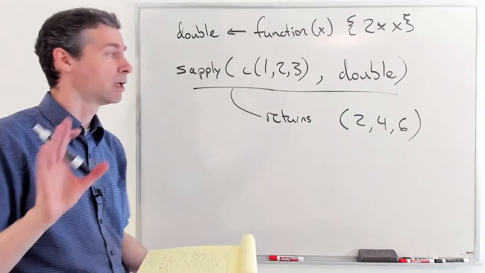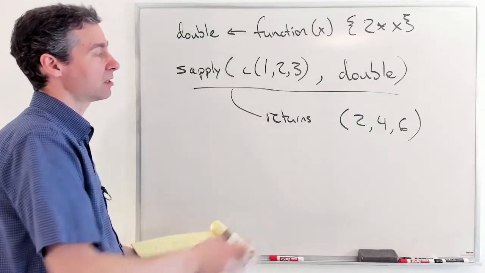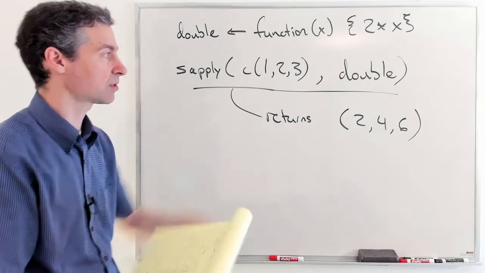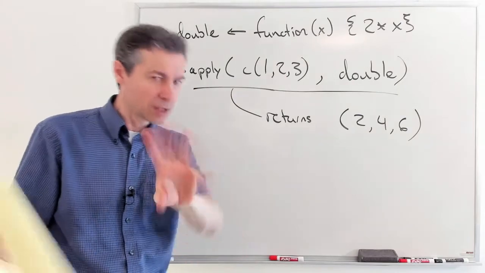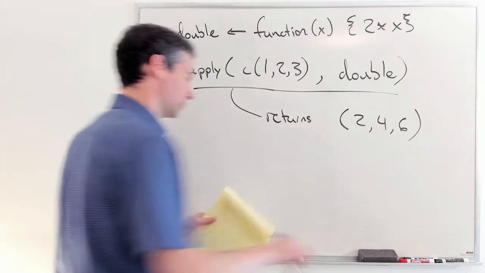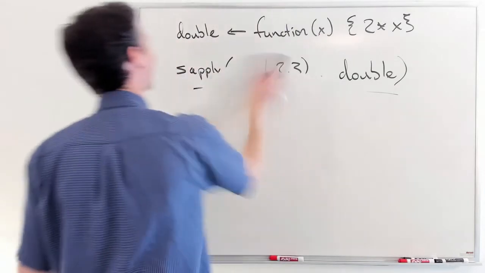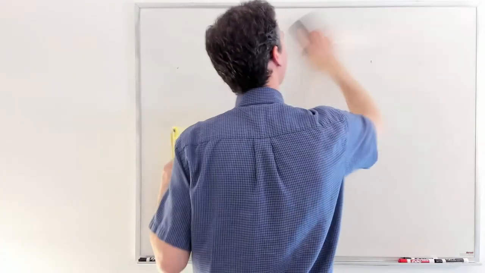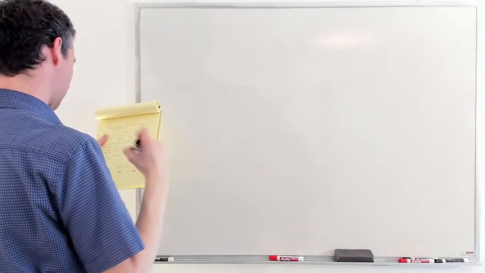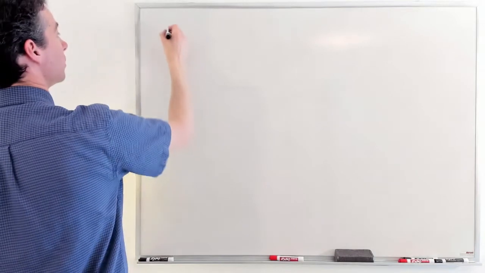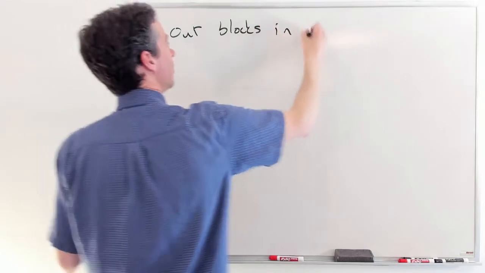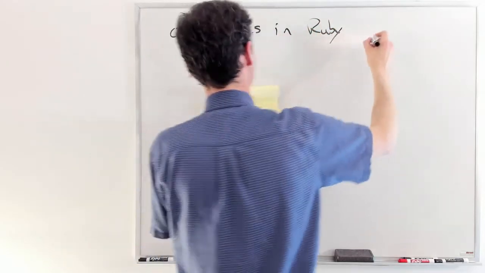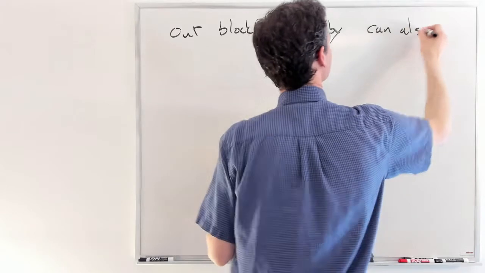Now, we can also take in parameters. This is important because double here is taking in a value and then it's getting applied, and so that's cool. Let me show you, we can do this in Ruby as well, sorry, not R. All right, so let's just state this now. Our blocks in Ruby can also take arguments.